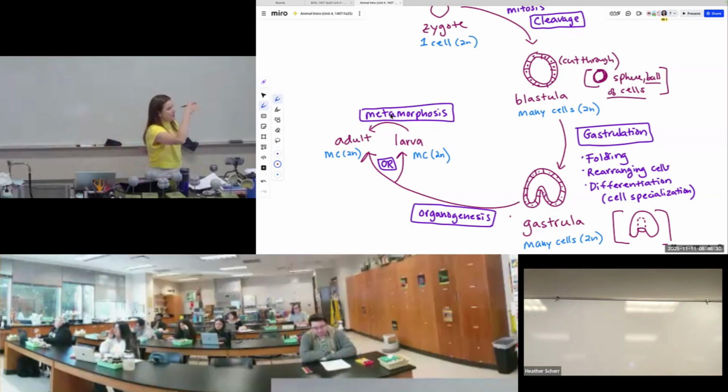So that's a big process here with new tissue differentiating, all the things. It doesn't go through gastrulation again, but it does organogenesis, totally makes all the new organs.